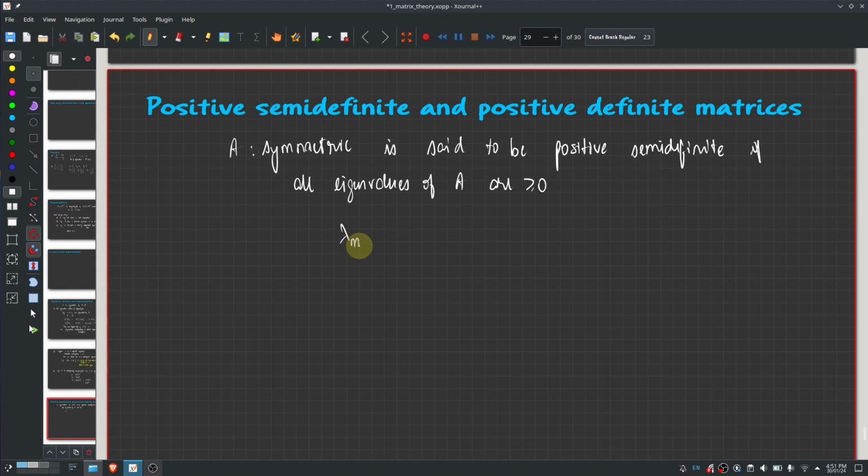So this turns out to be equal to the maximum over all v not equal to 0 of v transpose Av divided by v transpose v. So I can in fact find the largest eigenvalue of A by solving an optimization problem.